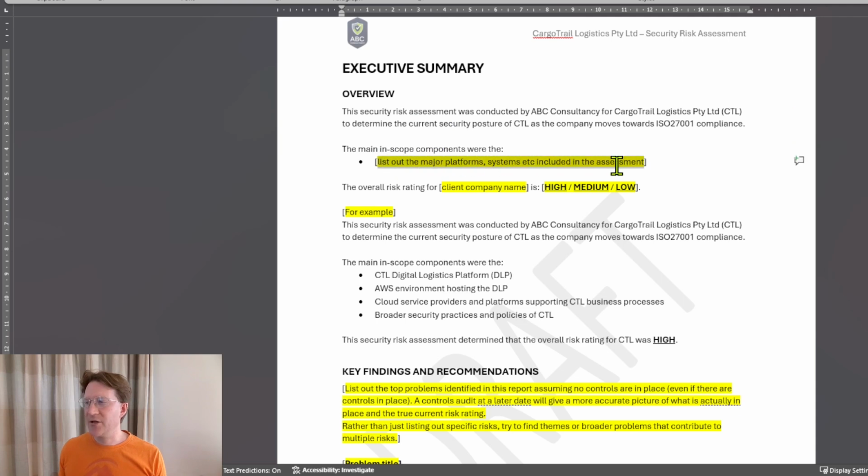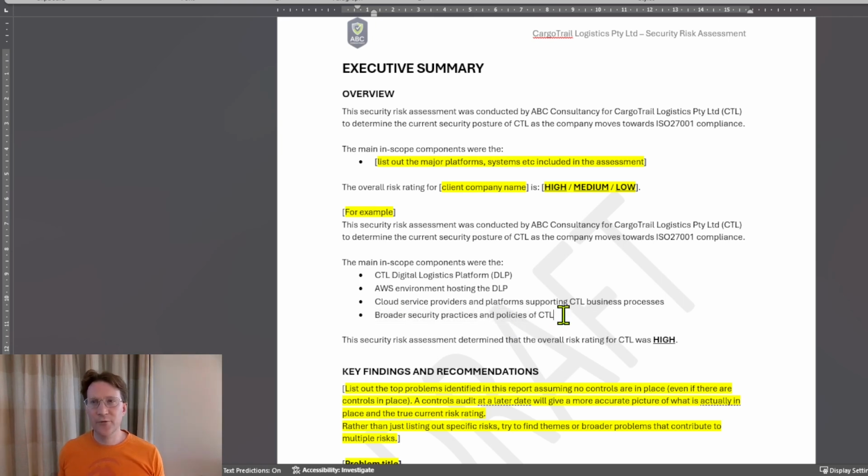So for the second area here, after a single sentence describing why we've done the assessment, we're then looking at listing out the major scope items in the assessment. So in the case of CTL, we're looking at their proprietary digital logistics platform that's central to their business processes. Also the AWS environment hosting the DLP, because the digital logistics platform depends on other cloud services and tools and things like this to work properly. We also need to consider these business process dependencies. And then we're also looking at the broader general security practices and policies of CTL.